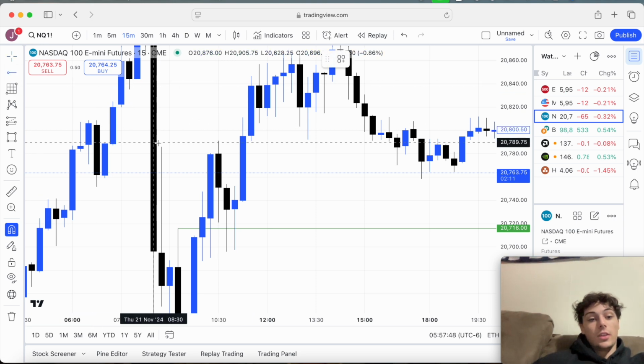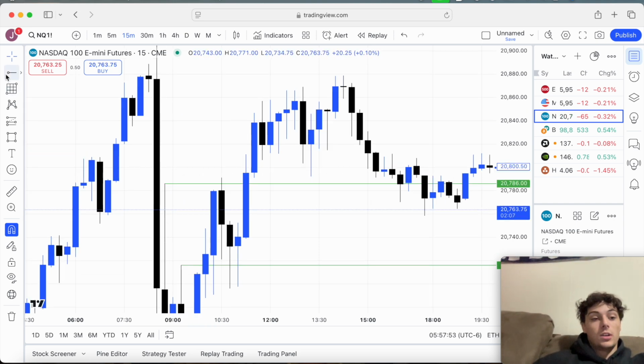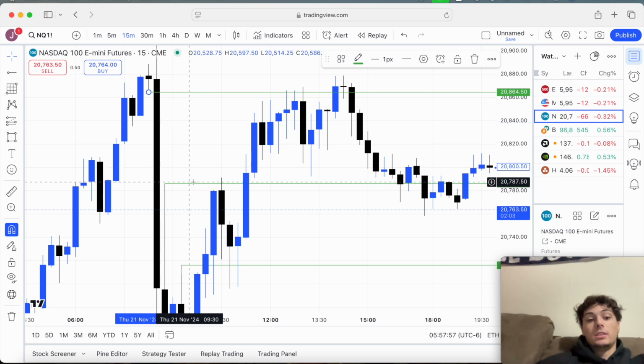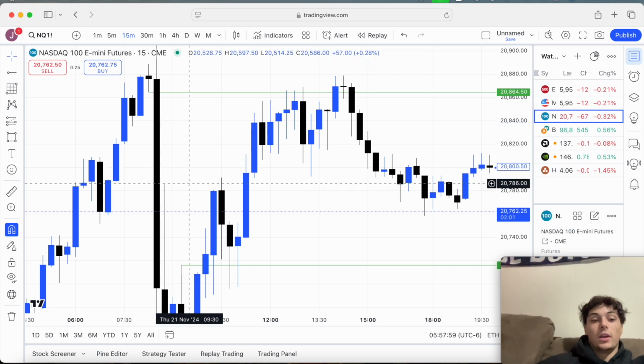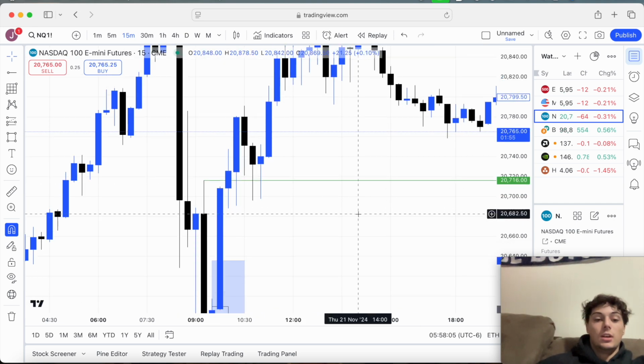So you can either target this low of the fair value gap candle right here, or you can target this high of the fair value gap candle. I always target the highs. That's just kind of preference in what I do. Obviously, better risk to reward. Sometimes I will get stopped out because I do target the highs of the candles.